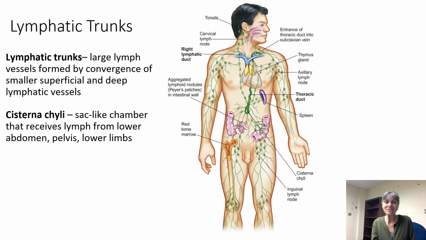Also, on the left side of the picture, about midway, you'll notice there are aggregated lymphoid nodules being presented within the intestinal wall known as Peyer's patches. So we have lymphatic tissue in the wall of the intestines. Again, that's called Peyer's patches.